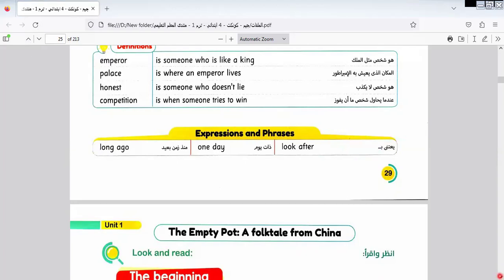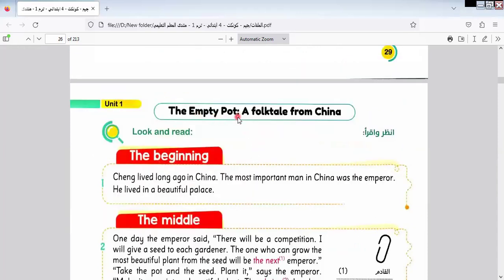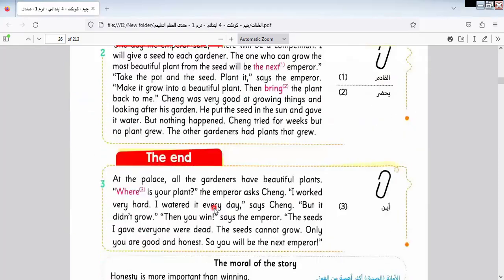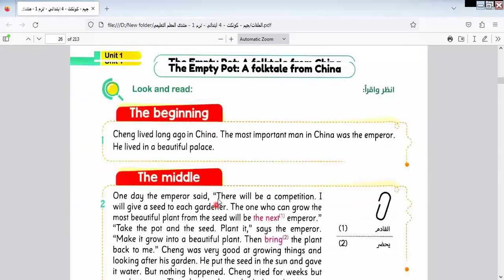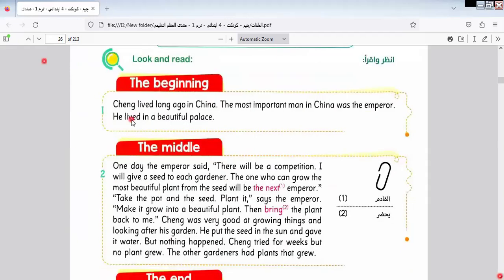last class. Here we have the story about the empty pot, a folk tale from China. Any story must have a beginning, middle, and end. This is the basis of the story, so we must know it. Let's read the story together and answer the questions below. Qing lived long ago in China. The most important man in China was the emperor. He lived in a beautiful palace.